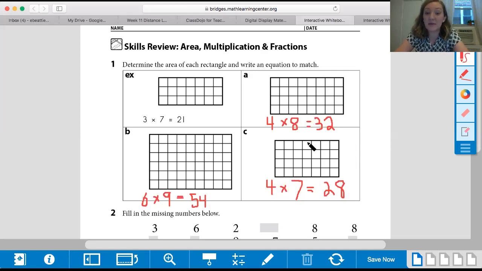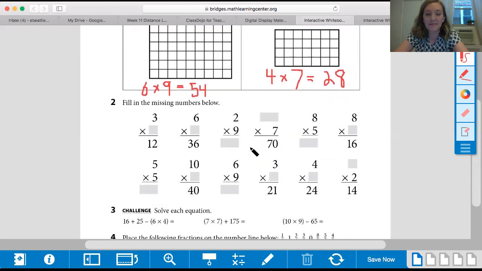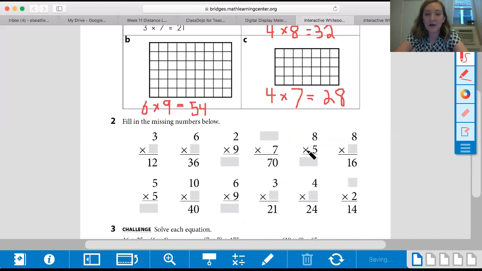So which is the biggest rectangle here? Rectangle B, right, 54. And which is the smallest rectangle out of all of these? This one right here, 21, right? Awesome. So I would love for you to go ahead and solve these multiplication problems on your own.